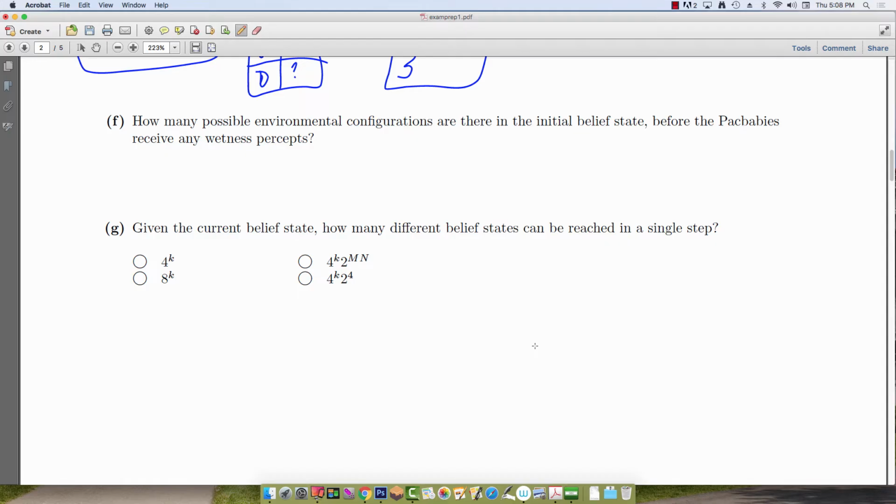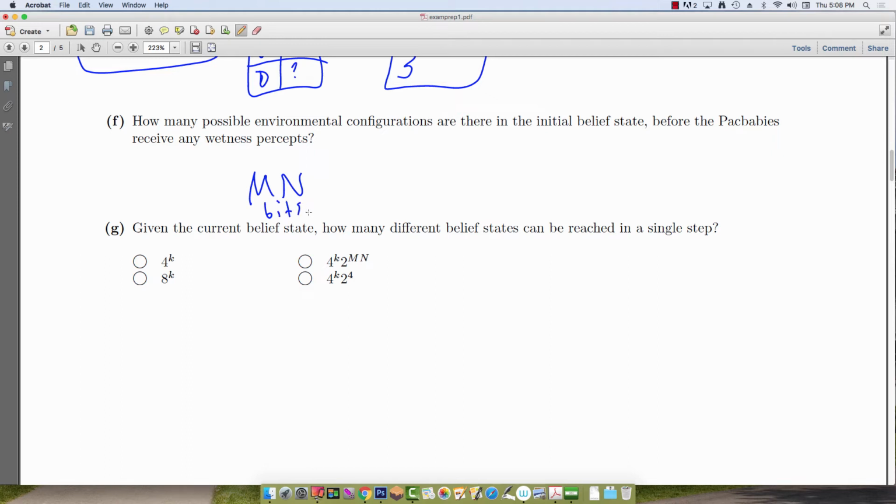So how many possible configurations are there in the initial belief state? We already talked about this. If there's mn, so we're going to be referring to the first answer that I talked about. If there's mn bits for whether it's dry or wet, it's just basically mn bits.